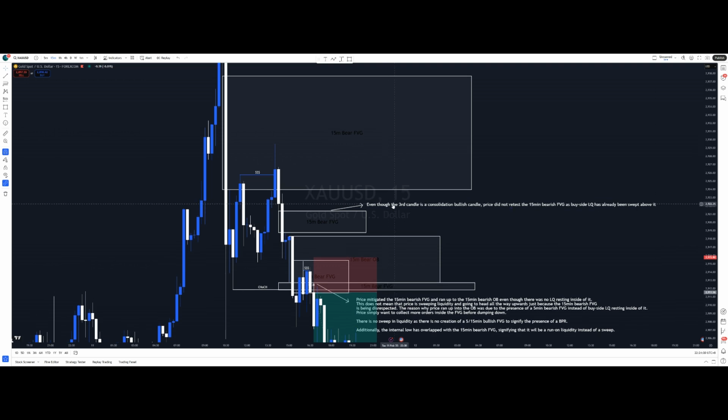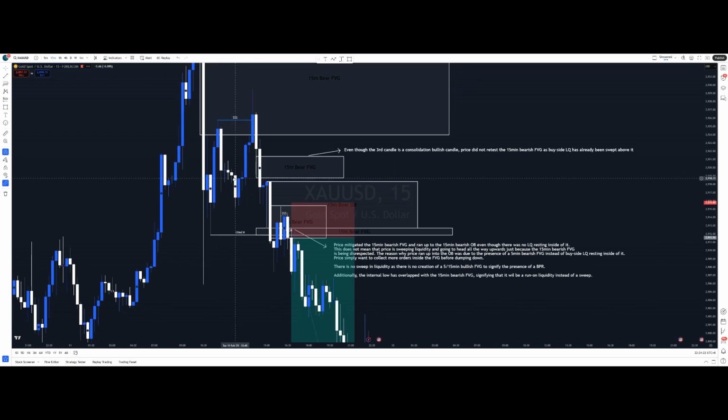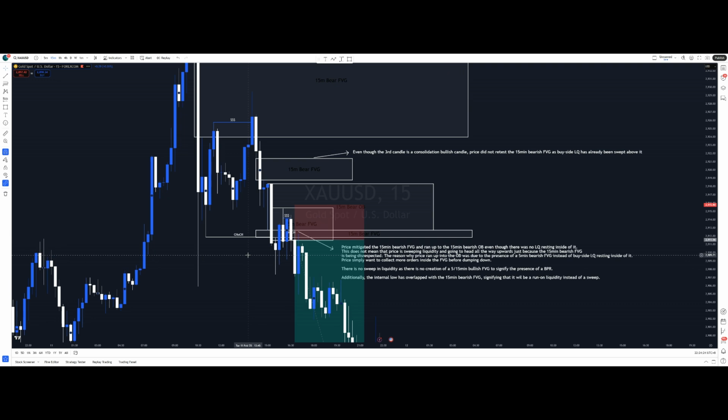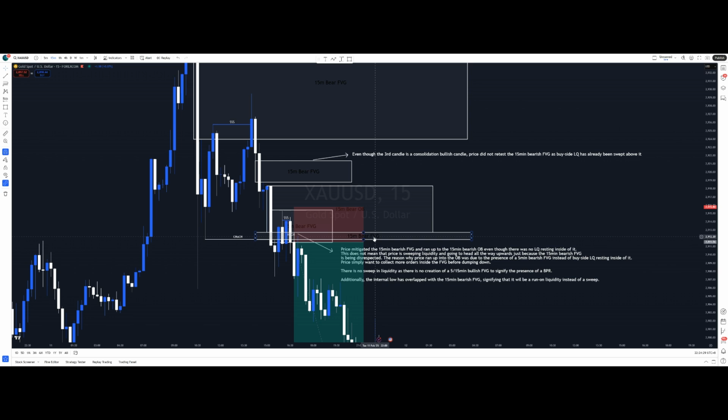Right, so here I wrote, even though the third candle is a consolidation bullish candle, price did not retest the 15-minute bearish fair value gap, as buy side liquidity has already been swept above it, which is right here. There's another 15-minute bearish fair value gap that price has swept liquidity inside of. Right, then afterwards, price dumped down and created a 15-minute bearish fair value gap that came with an order block.